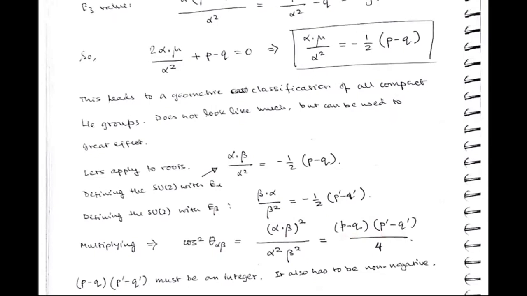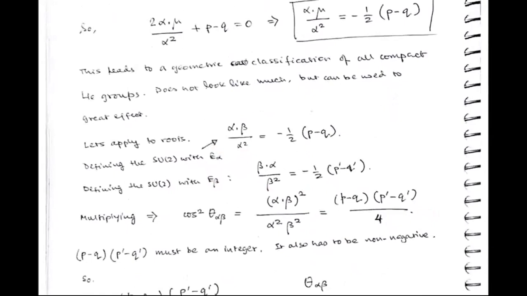Remember that all of these, p, q, p prime, q prime, were integers. So p minus q is an integer, p prime minus q prime is an integer. So the product p minus q into p prime minus q prime must also be an integer, and it also has to be non-negative, as we have seen, right?